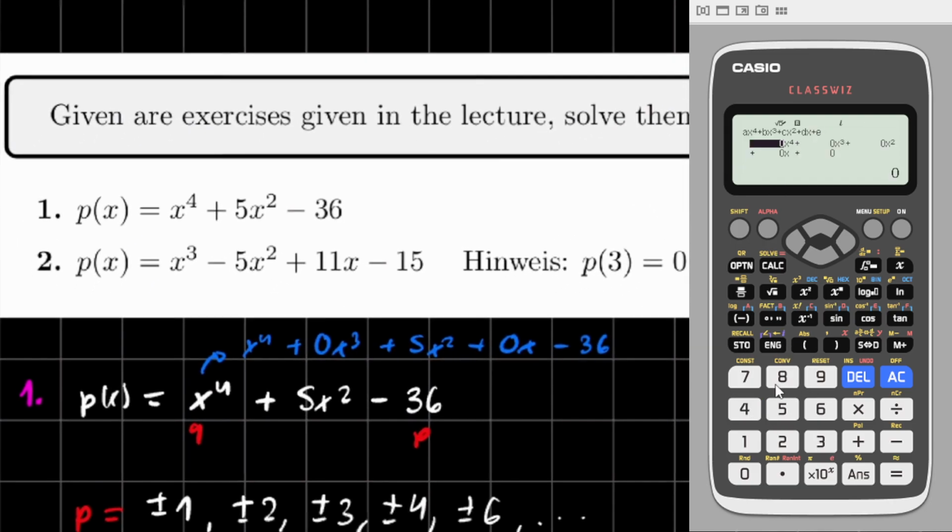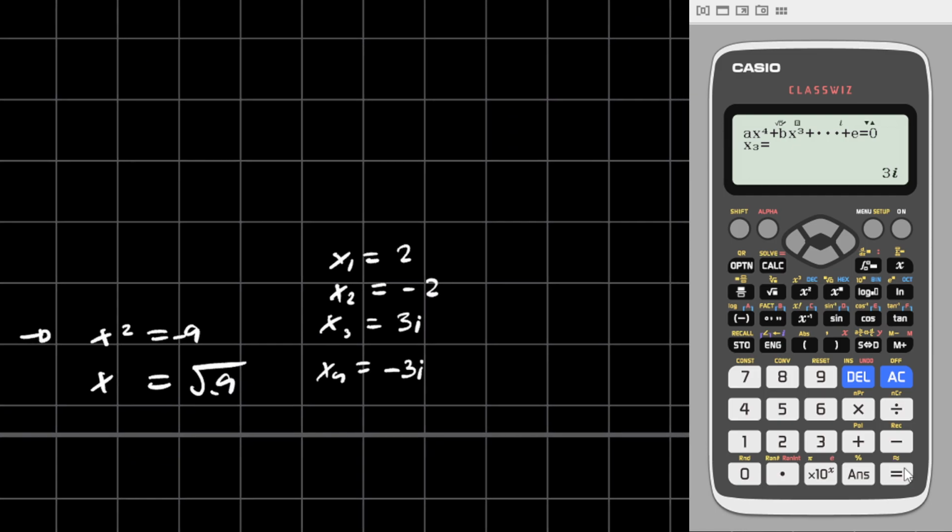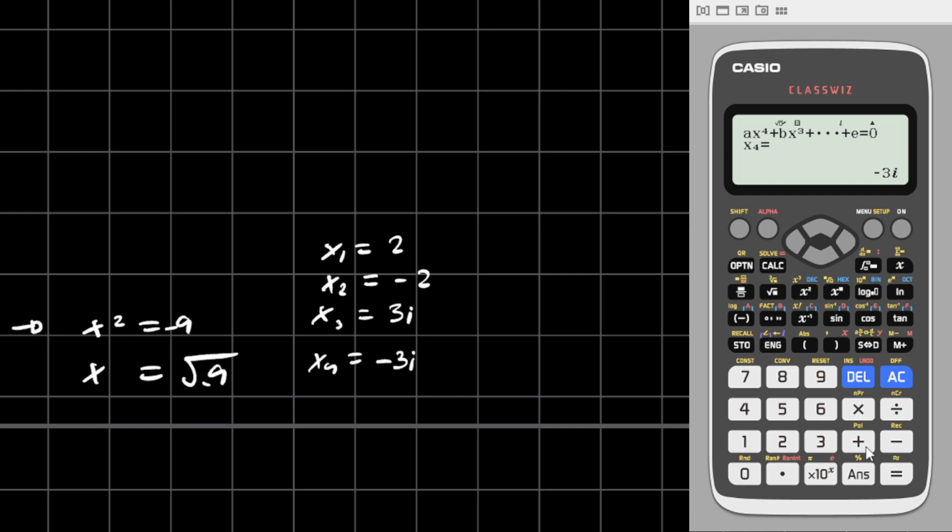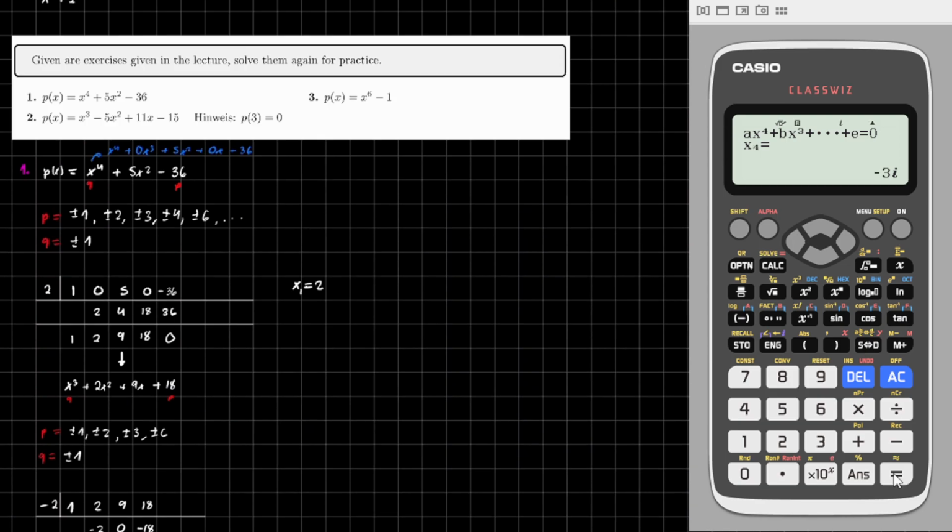So we go back to the original function, which is this guy. We can simply write it in here. So we can do 1, 0, and then 5, and then 0, and minus 36. 2, minus 2, as we can have here. Then we have 3i and minus 3i, as you guys can see. Obviously, this is just to check, or if you're in trouble, you can always do that. But honestly speaking, you can always check with this, and it's way quicker, no? So yeah, that's how you solve these type of exercises.